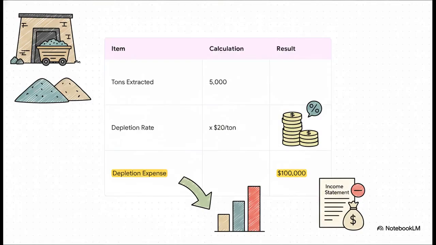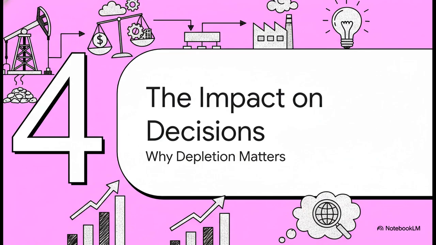The calculation here is just beautifully logical. We take the number of units that were extracted and sold during the period, that's 5,000 tons, and we multiply that by our predetermined depletion rate of $20 per ton. This gives us a total depletion expense for the year of $100,000. This $100,000 figure will appear on the income statement, and it will directly reduce the company's reported profit and ultimately its net income. So this is the crucial point.